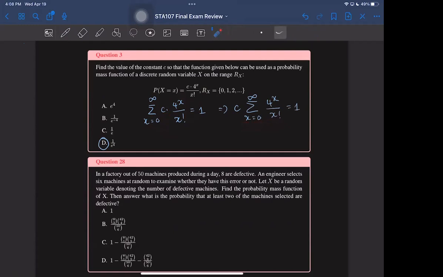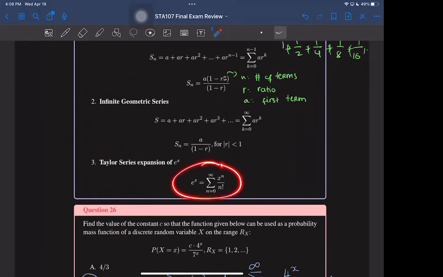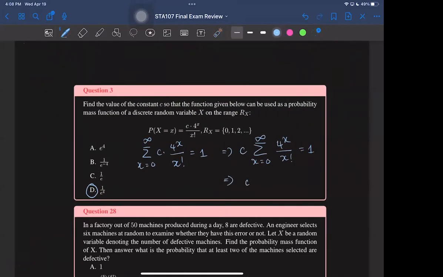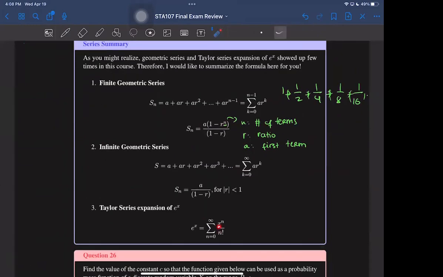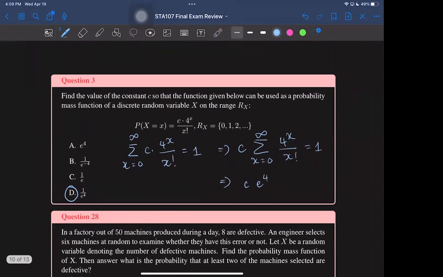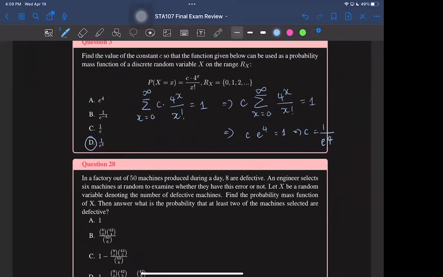And this summation here, if you remember, it was actually the third formula. It is the Taylor series expansion of e to the power of x. So here it is e to the power of 4, because 4 is in the position of x here, and the x that we are dealing with is in the position of n. So therefore c is 1 over e to the power of 4. Any question?